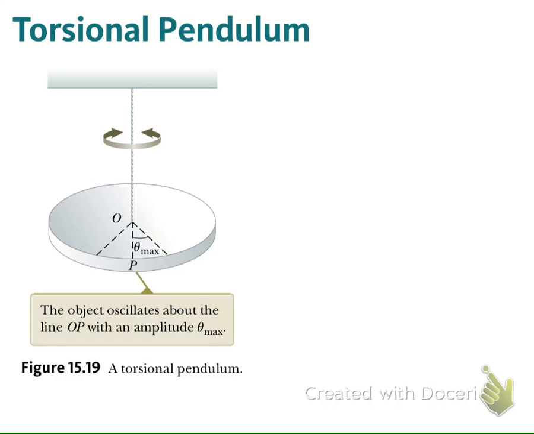That is, if you twist the wire by twisting the object, you will have the restoring torque. Now, it is a restoring torque. It means that it is a torque that tries to restore the equilibrium configuration of the system. The equilibrium configuration is the configuration when the object does not twist, or the torque on the object is zero.